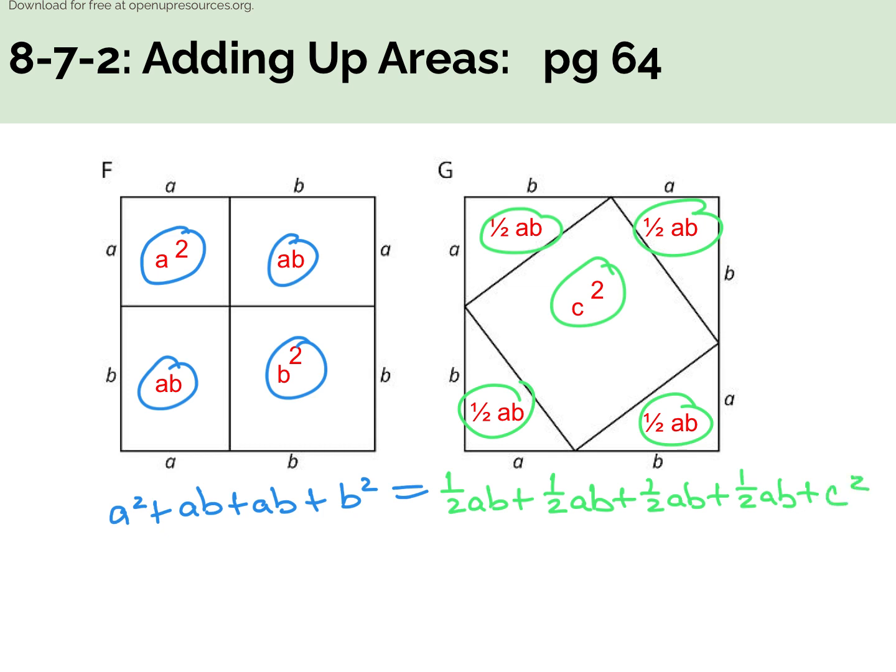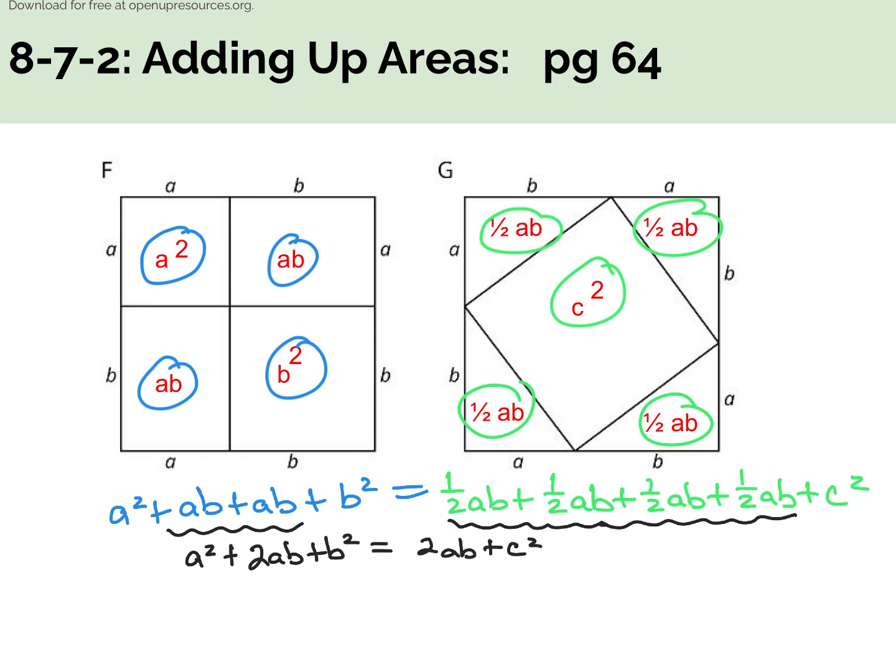I'm going to come back to letter F for a second. I'm going to combine these ABs together. How many do I have? I have 2 of them. So I have a squared plus 2 ABs plus b squared. With letter G, I'm going to add all my ABs together. So 1/2 plus 1/2 plus 1/2 plus 1/2. What do I get? I get 2 ABs and then c squared.